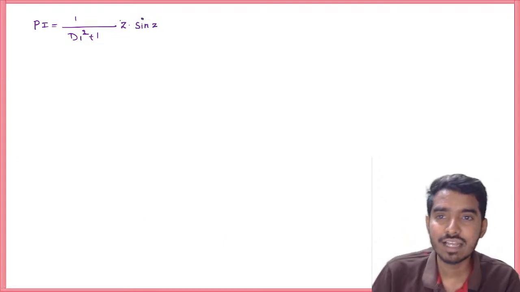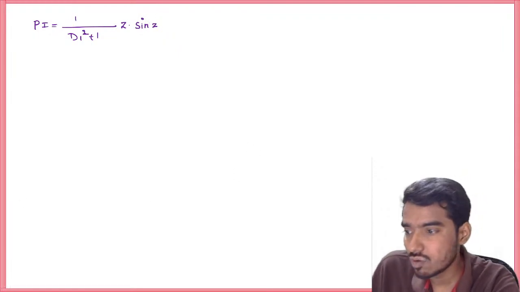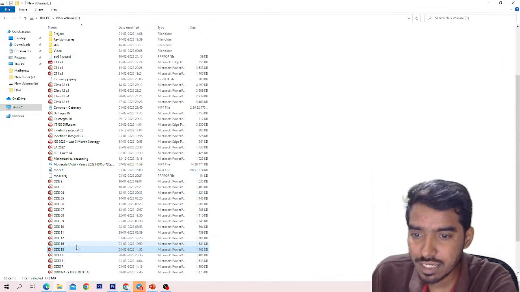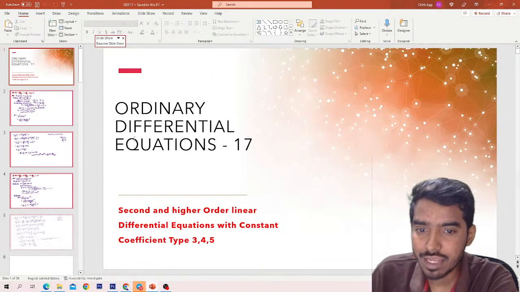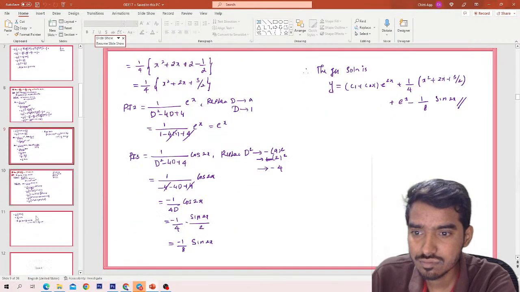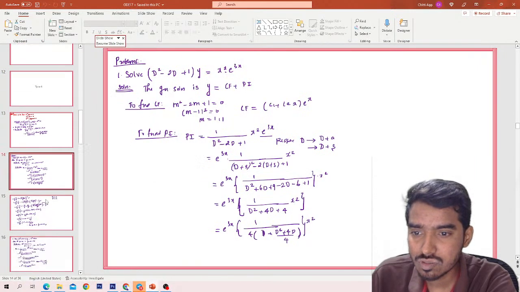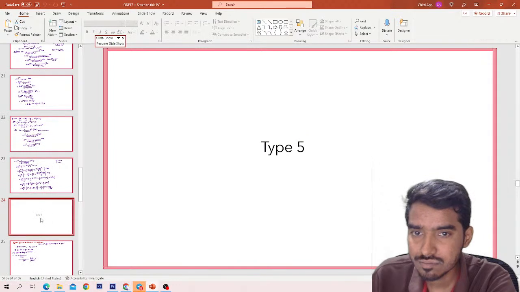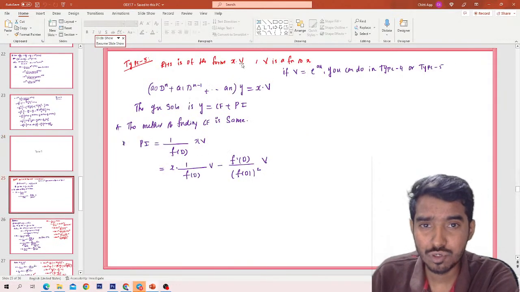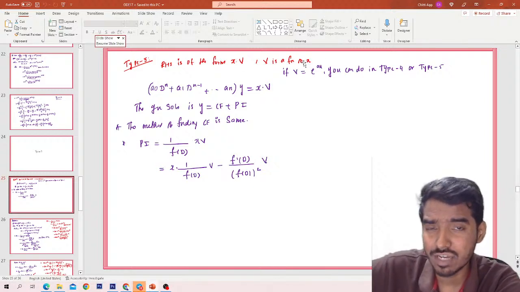See, we have already done this, right? x into V, you already know the formula, right? Okay, I'll just show you the previous. This comes under what? This comes under type PI, right? So you can see type 4 is e power x sin x. So it comes under type PI, right? So you can see x into V. Here we have z into V. This V is a function of x, there V is a function of z.